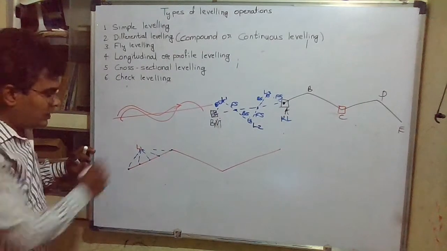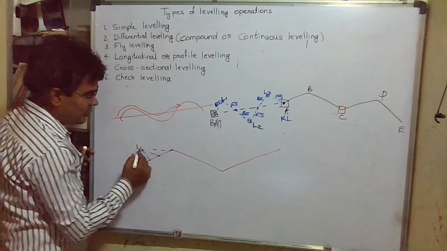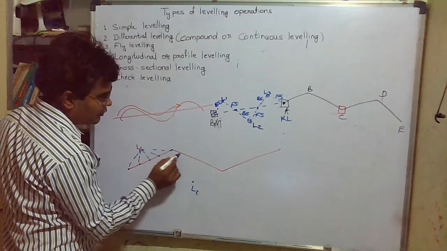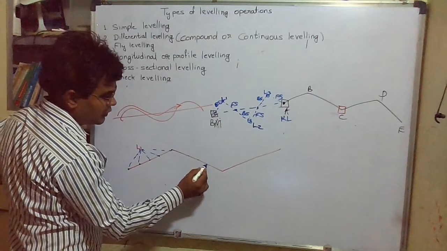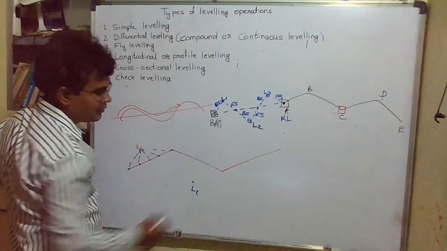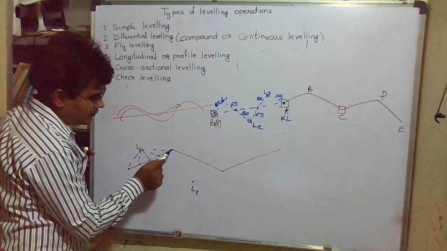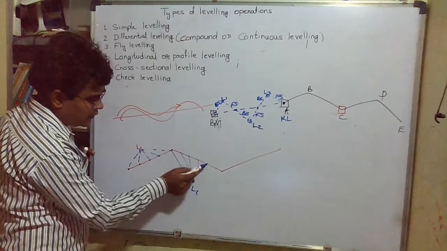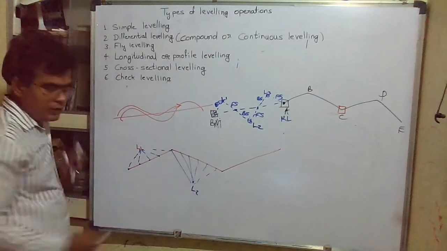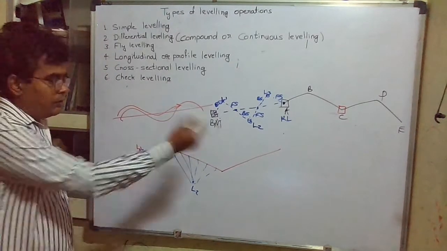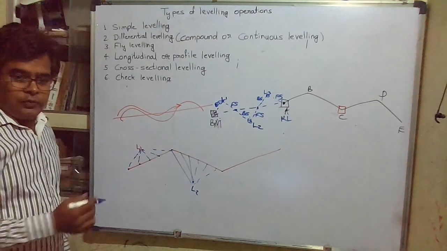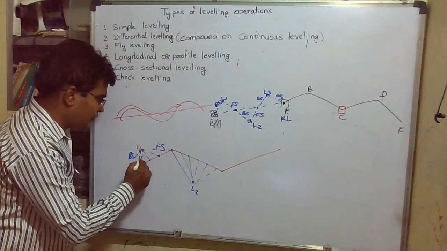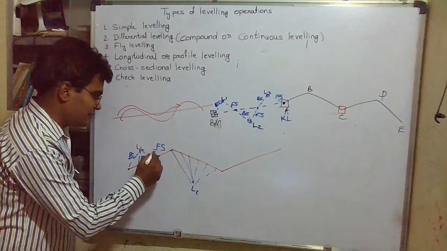From one point, then again we shift the level at some new location, let it be L2, and here also at some fixed locations we take the RL of various points along this alignment, along this center line of the road. Again at a new location, we take backside reading, foresight reading, and also intermediate side readings. So all these are intermediate side readings.